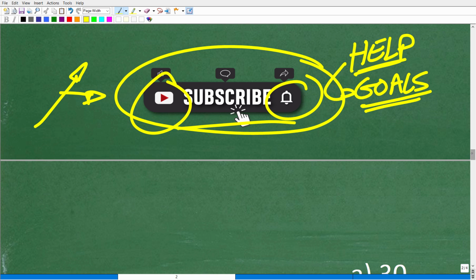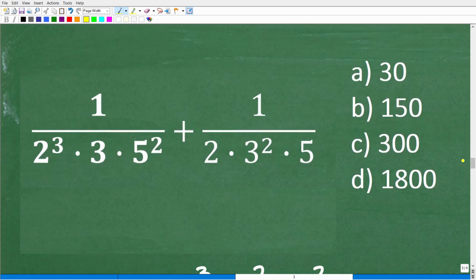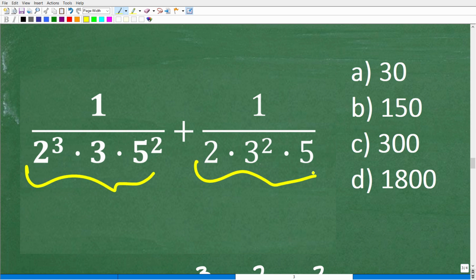But let's get back to the problem here. All right, so here is our problem. Now, take a look. We already have our denominators factored. And if you look, these are all prime factors. I'm like, oh, wow, prime factors. We don't even have to do anything here. This is super easy. Matter of fact, how can we identify the LCD?